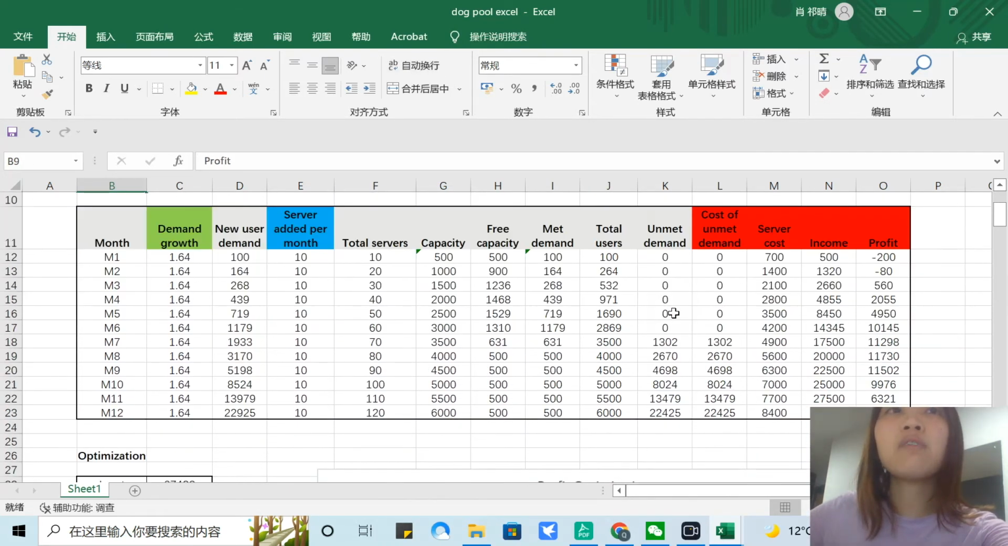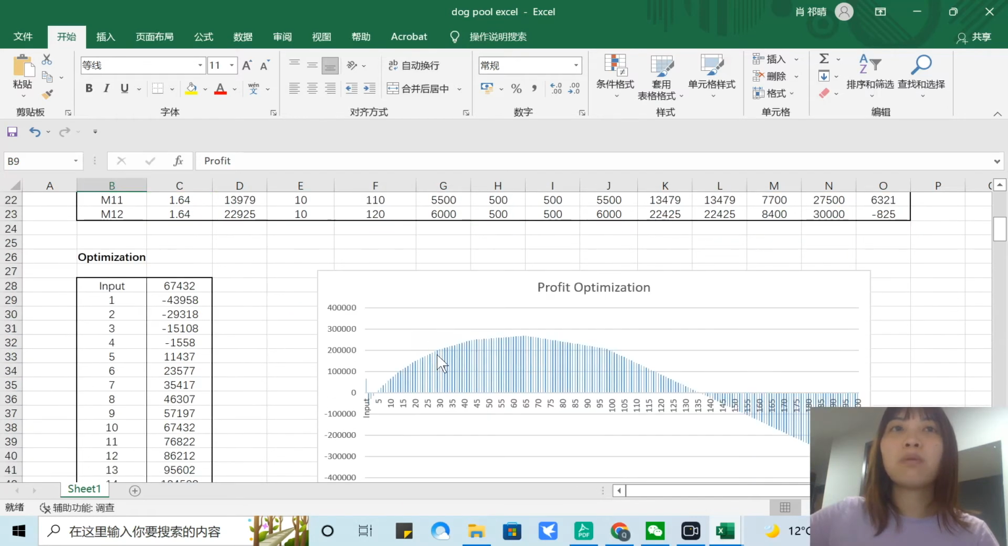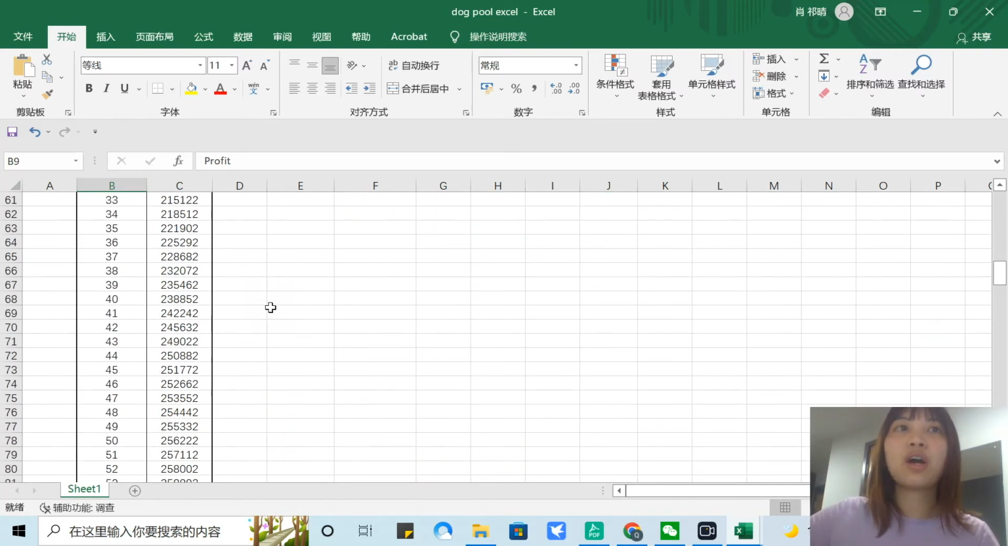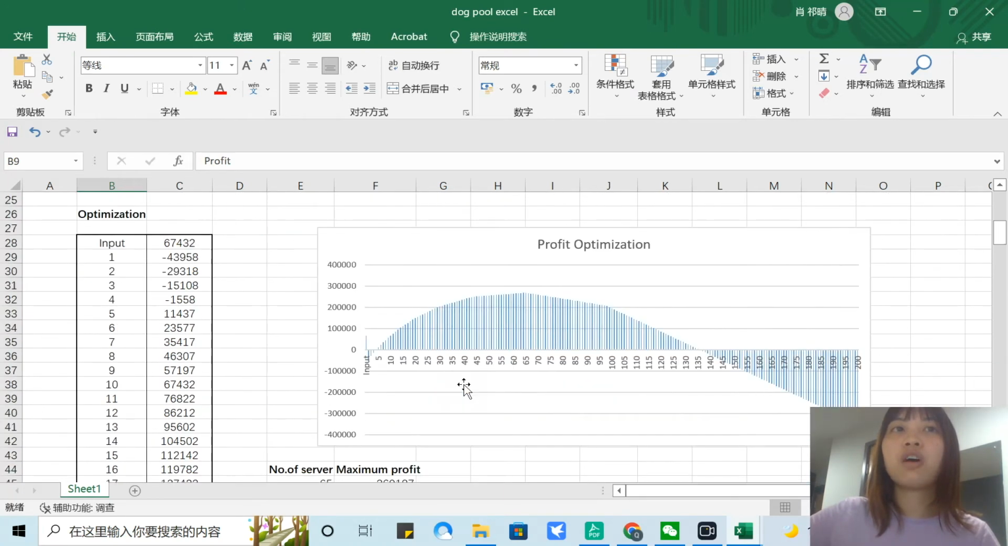The purpose of Excel Analytics is to find the balance between user demand and server capacity. We should meet user demand to create word of mouth while avoiding spending too much on servers. The data table below provides optimization that helps you to find the highest profit of the year. We test 1 to 200 servers to create the bar chart of profit.